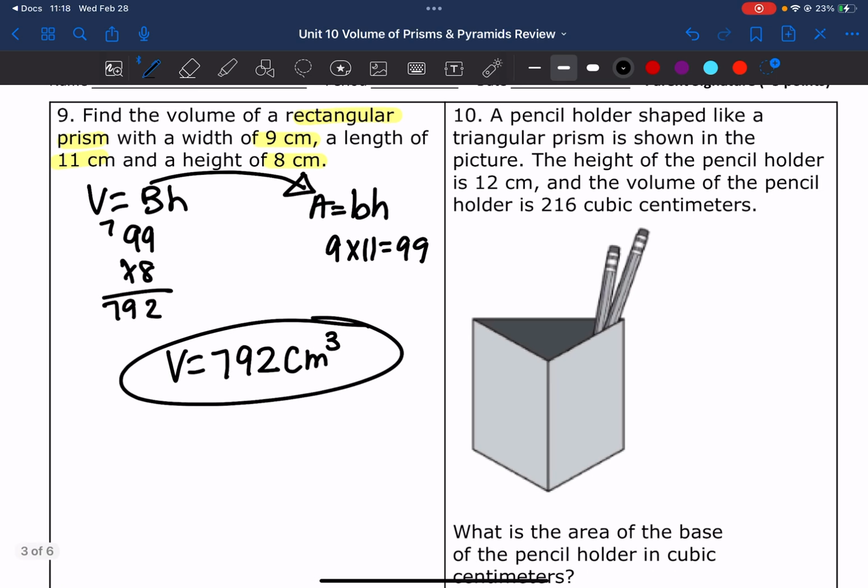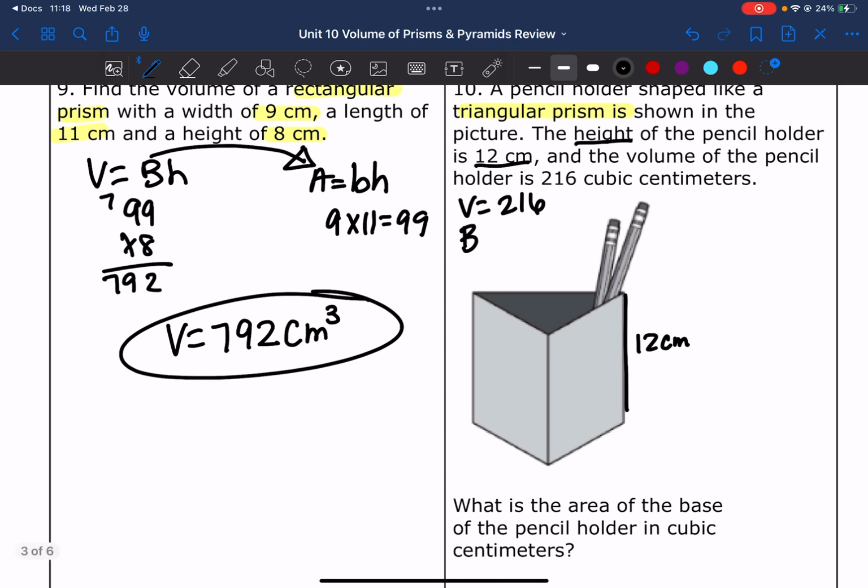Okay, a pencil holder shaped like a triangular prism is shown in the picture. The height of the pencil holder is 12 centimeters. So that means this part is 12 centimeters. Okay, the volume is 216. So let's write everything that I have. It's asking me to find the area of the base down here. What is the area of the base? So I do not know the area of the base.